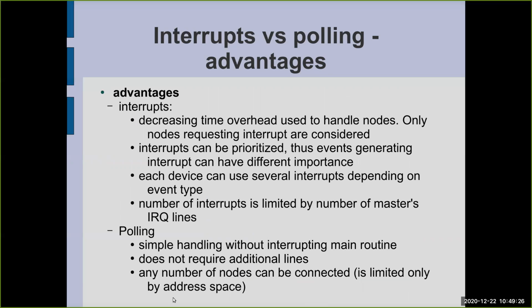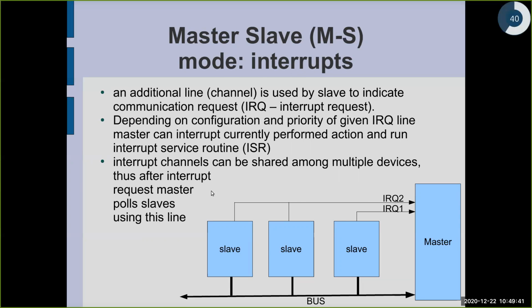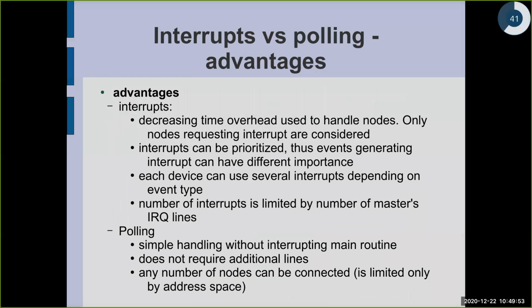So in case of polling, in theory, we can connect any number of nodes. In case of interrupts, we can connect as many nodes as we have interrupts, or we can combine polling with interrupts. So we have a limited number of interrupt lines, but they can be shared among several nodes.